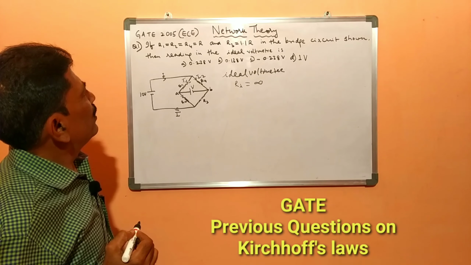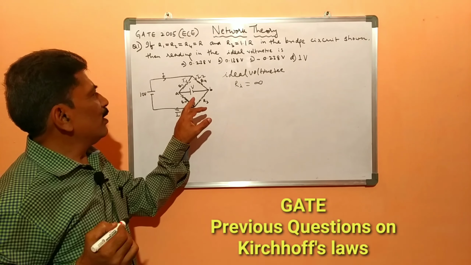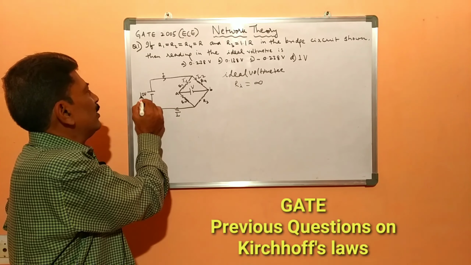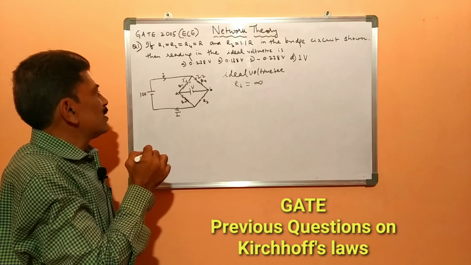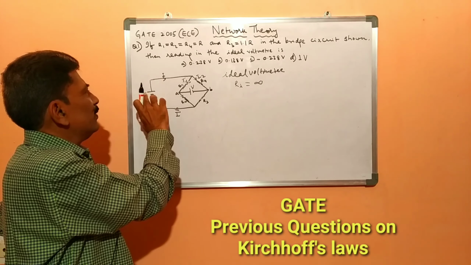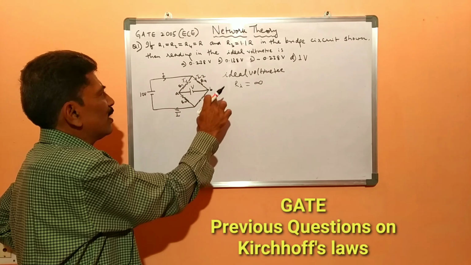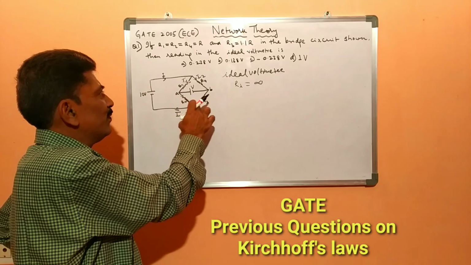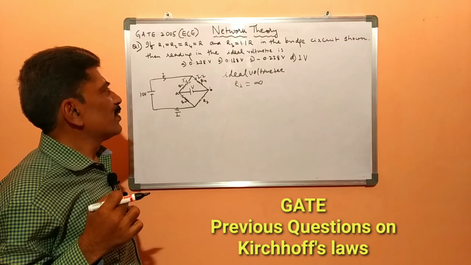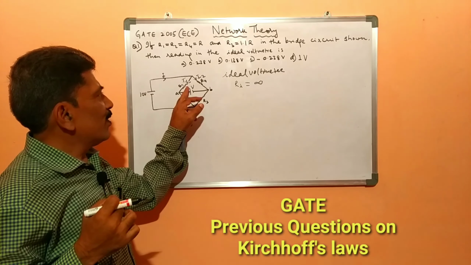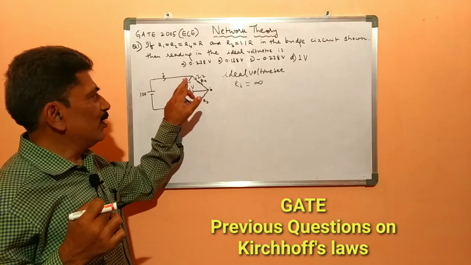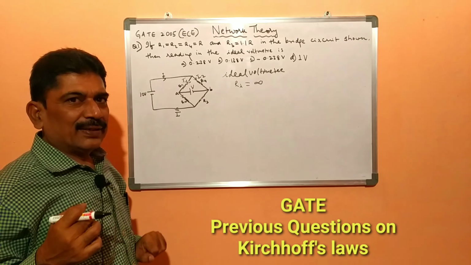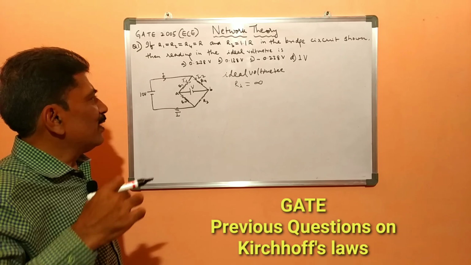The question is to find out the ideal voltmeter reading. Now let us find out what is the current supplied by the battery, which is nothing but 10 volts divided by the total resistance. After finding the current in terms of these resistances, we find I1 and I2 in terms of I. After that we will apply Kirchhoff's voltage law to this loop and then find V. That is the procedure.